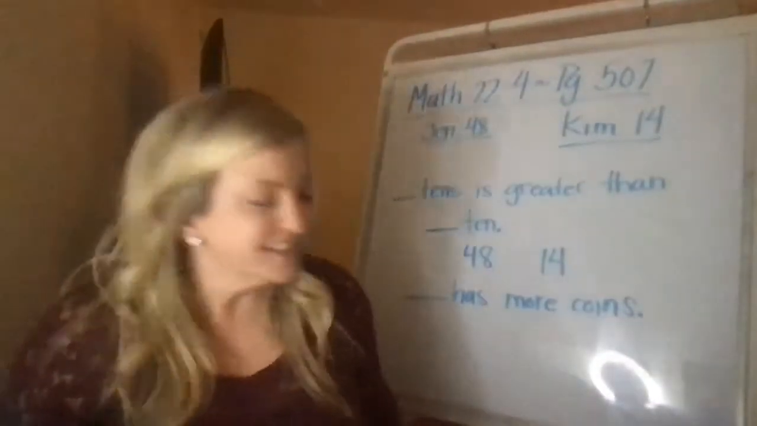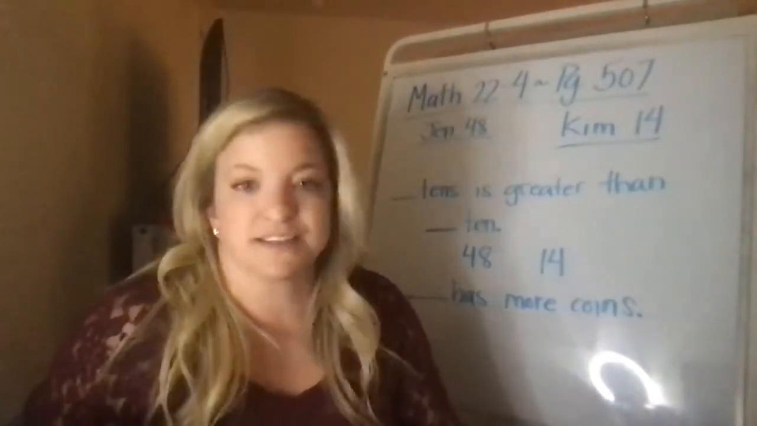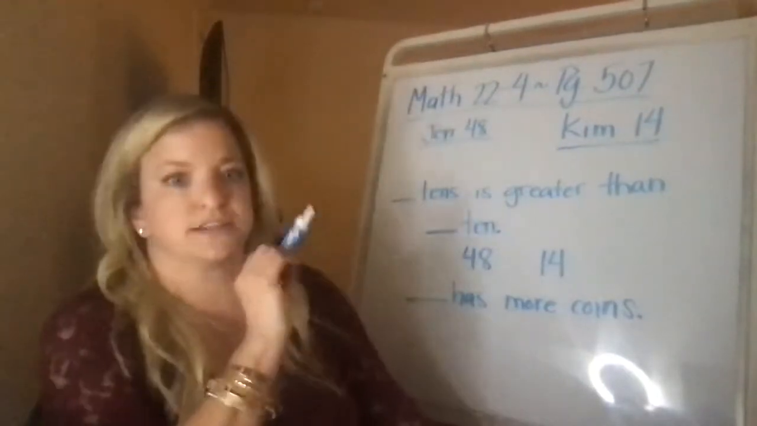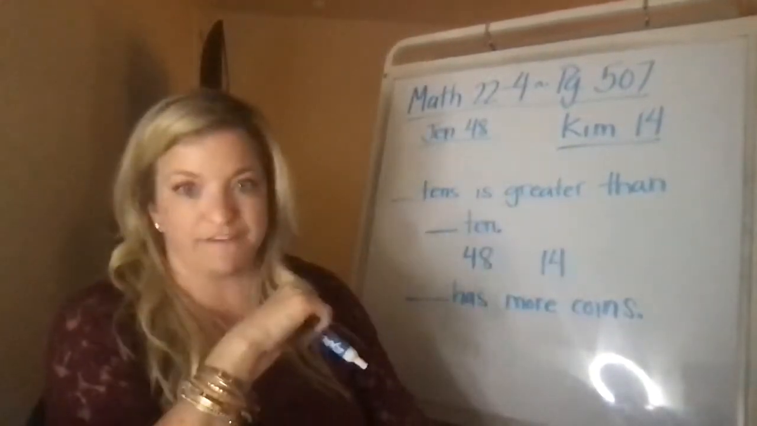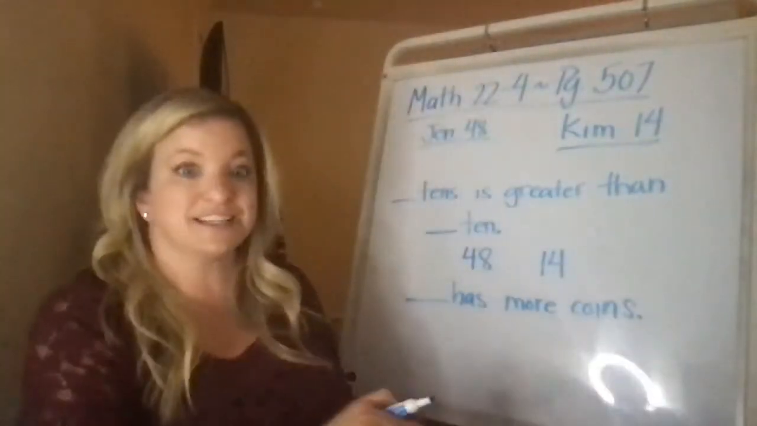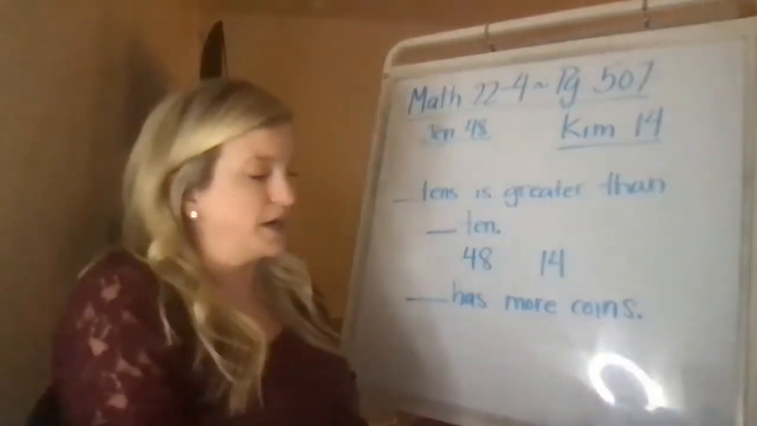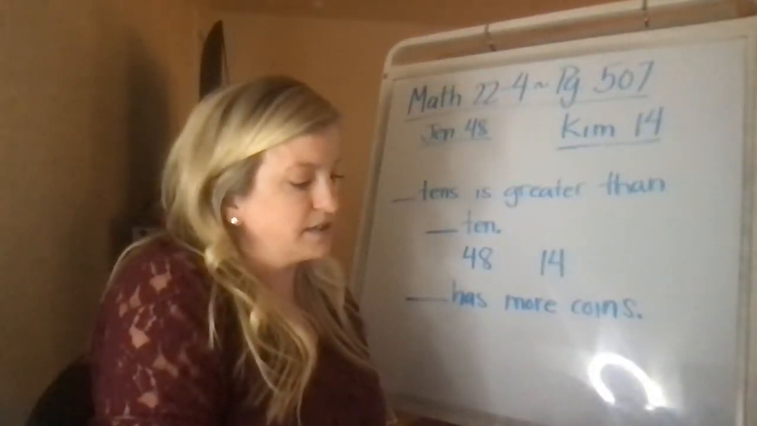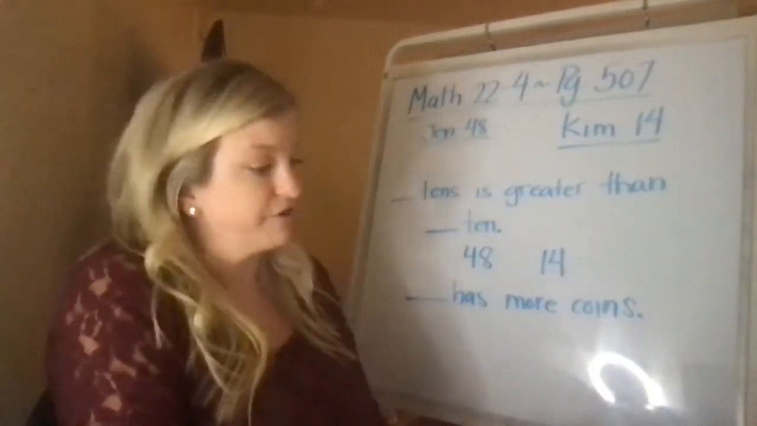Hey, mathematicians. Today's lesson is session 4 of lesson 22, and we're on page 507. So open up your math books if you haven't yet. At the top, it says complete the examples and solve problems 1 through 5.